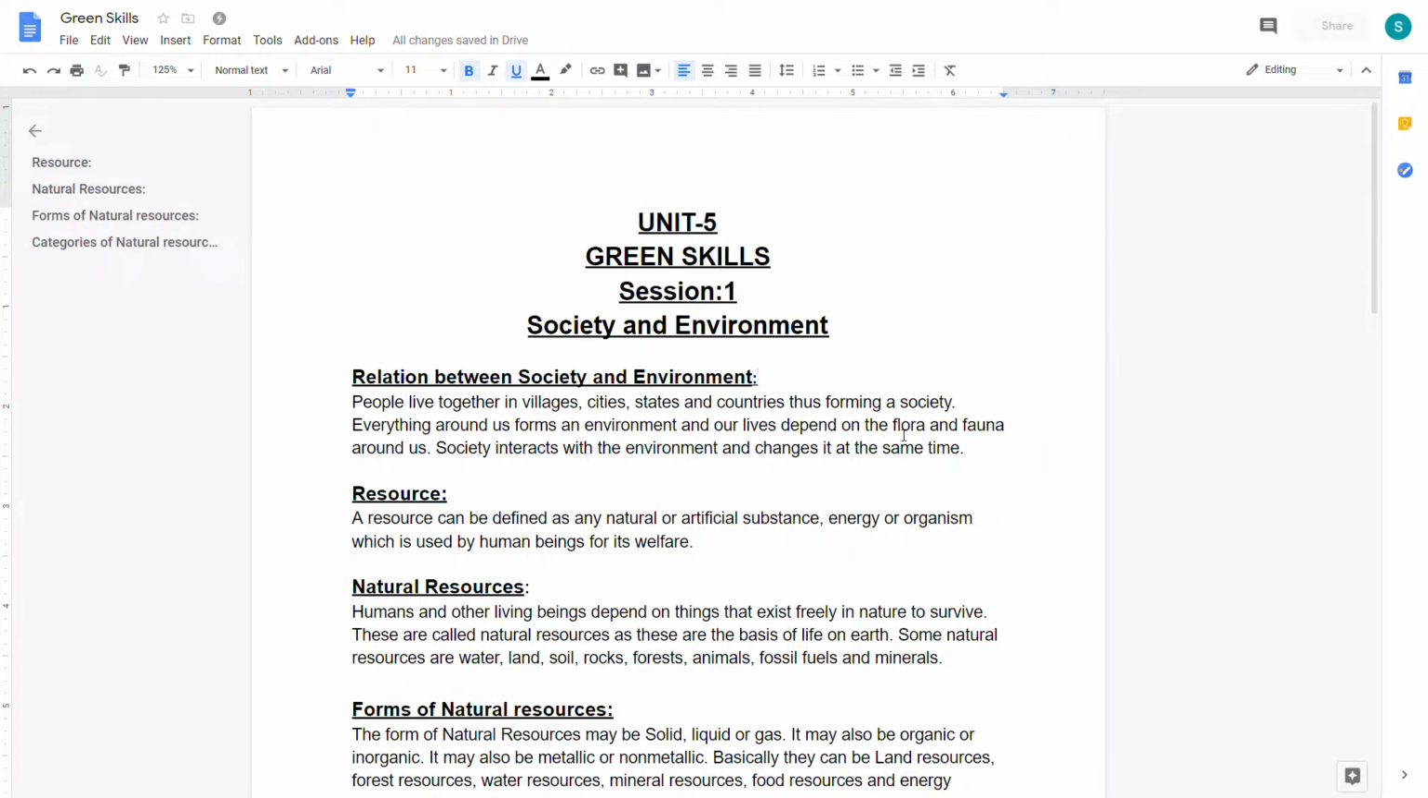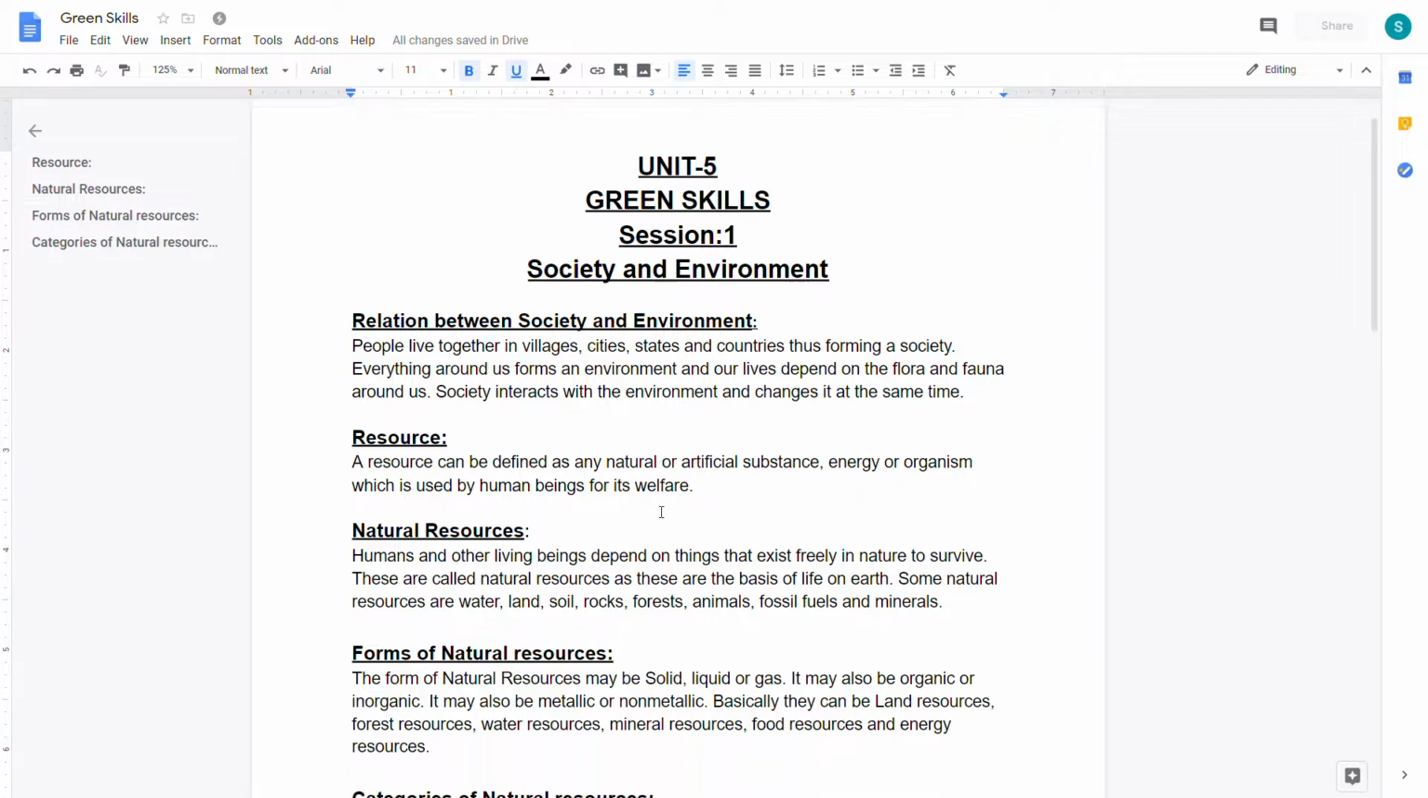So we depend on the community of living plants and animals which form a web of life. So our lives depend on flora and fauna around us. So society interacts with the environment and changes it at the same time.